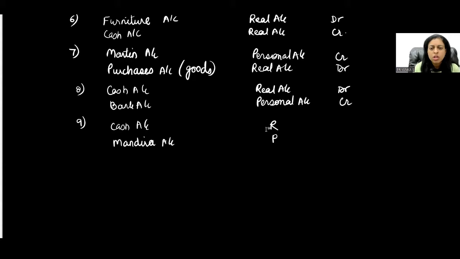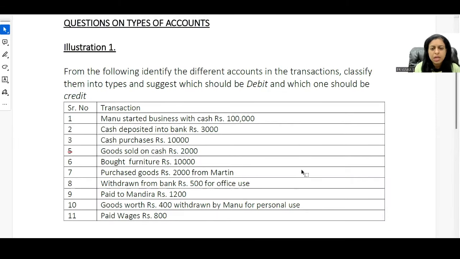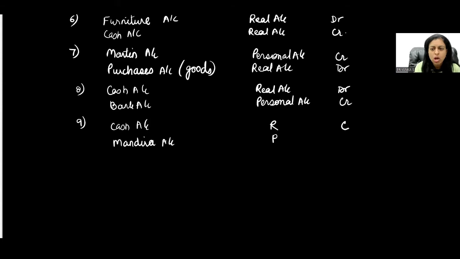What is the rule of real account? Real account says debit what comes in, credit what goes out. Cash is paid, so cash is going out, so I am going to credit. Mandira is the receiver, so debit the receiver, credit the giver. I am going to debit Mandira's account. She is the receiver, right?